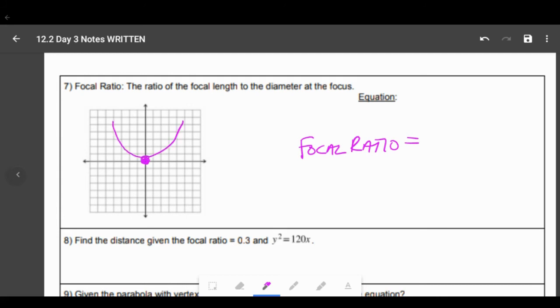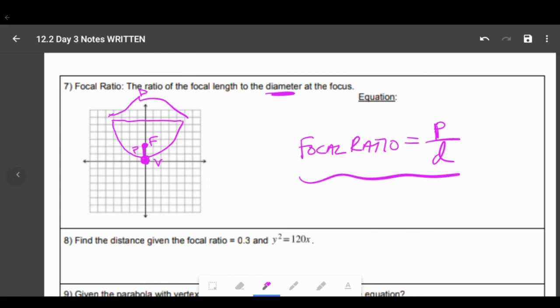So from here to there, that would be the d value, the distance between there, the diameter. As we're looking at that, that's the diameter that's there. And then obviously you have a focus right here, and we know that from here to here is your p-value. And we know the focal ratio is a simple equation. It just takes the p-value divided by the diameter. That's all that it is.